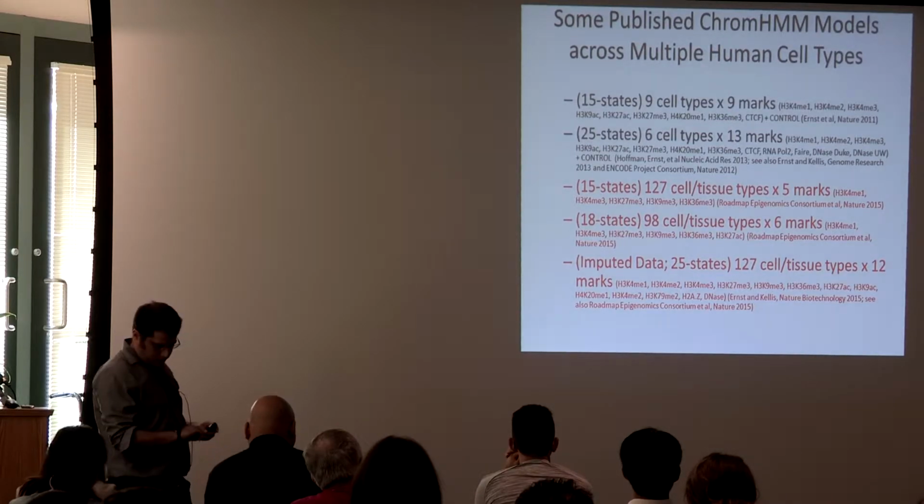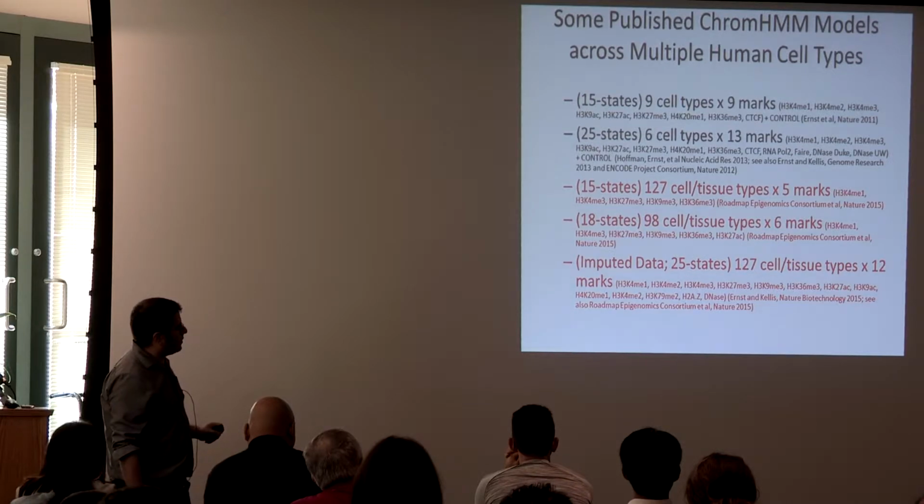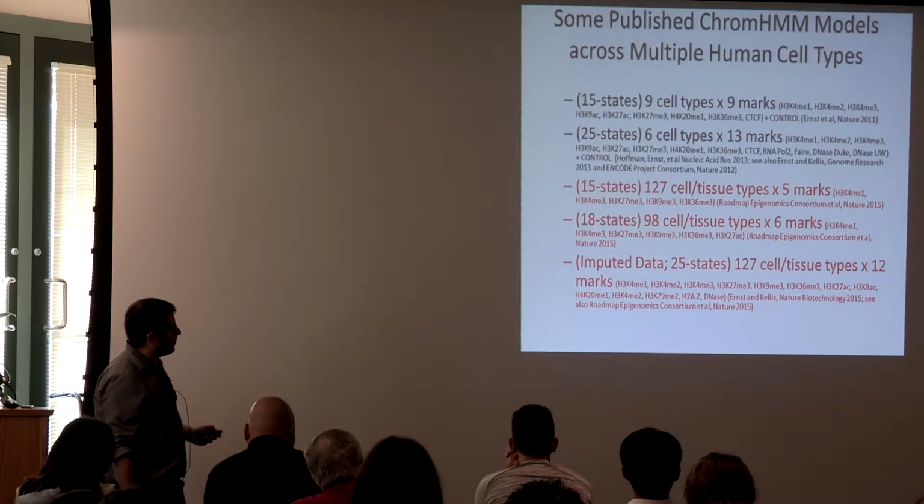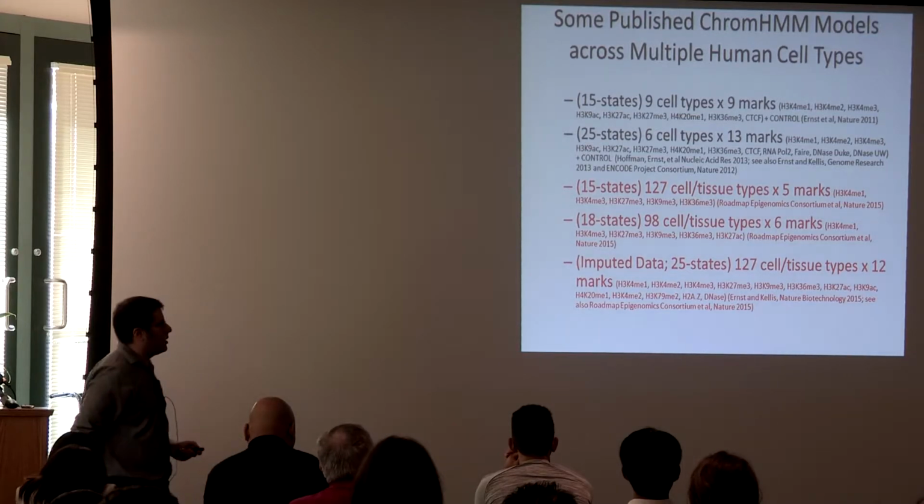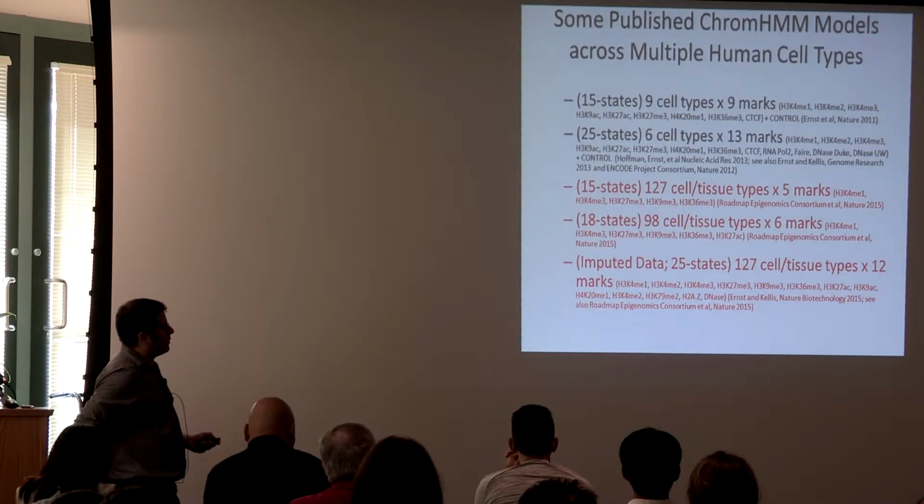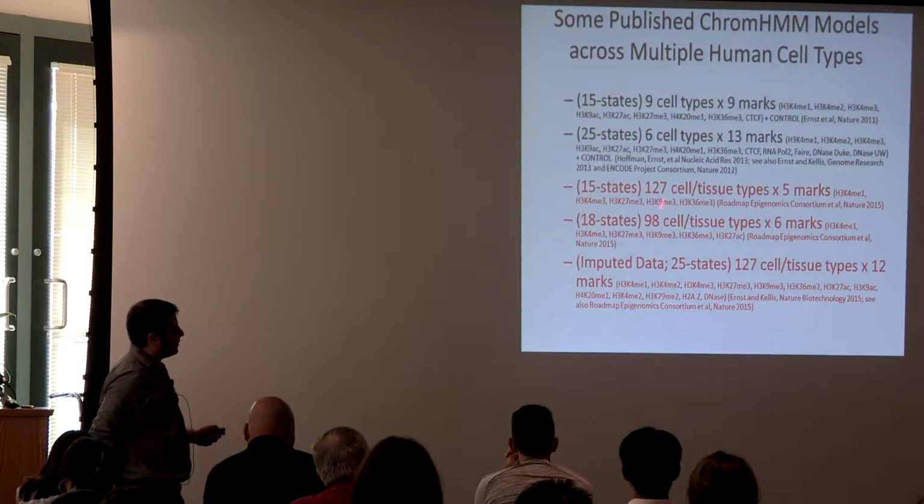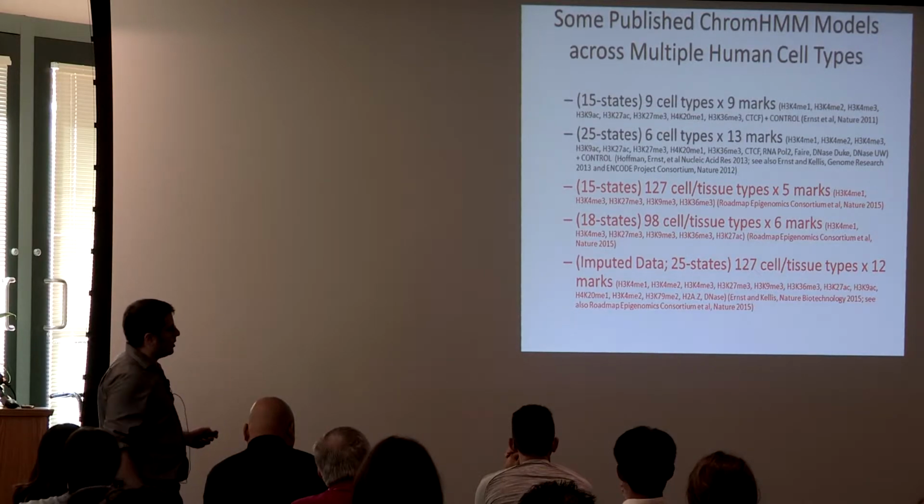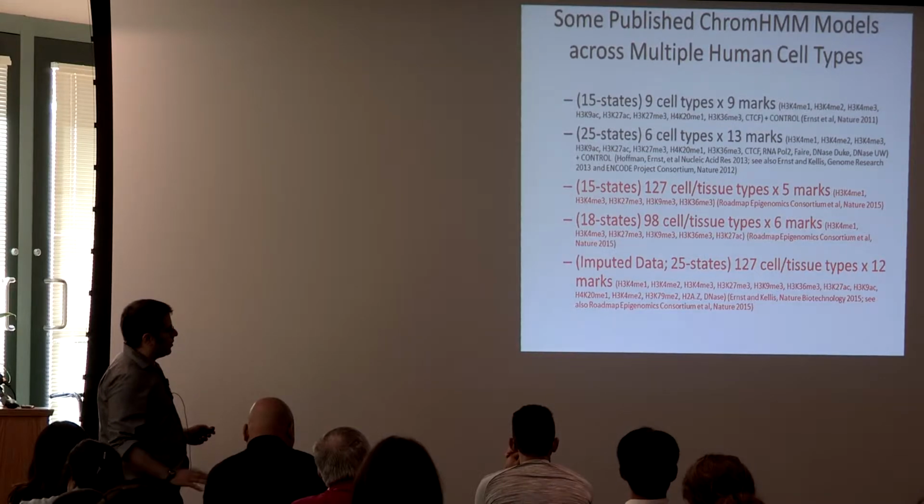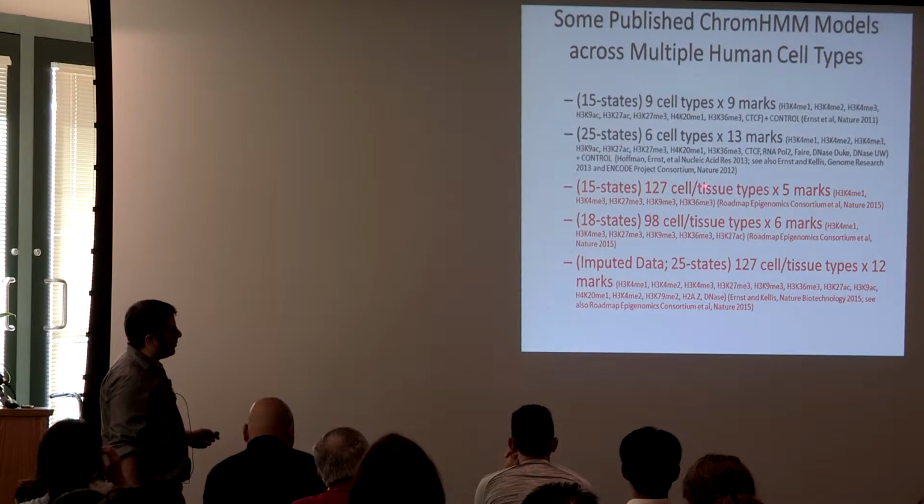Now, the last 3 sets of models were all published in the context of this Roadmap Epigenomics Consortium work earlier this year. There were 127 different samples. They're not all cell types. Sometimes they're regions, like a region of the brain. And sometimes we had multiple different individuals as a separate epigenome. But in total, we had what we term 127 reference epigenomes.